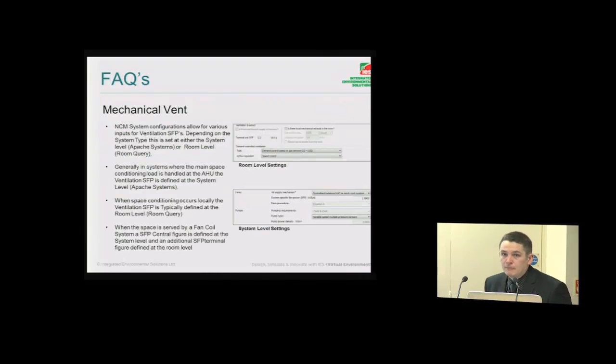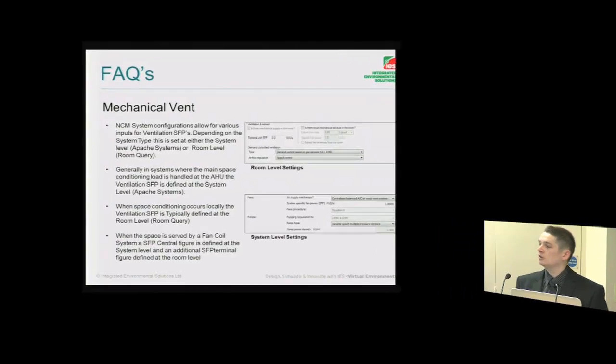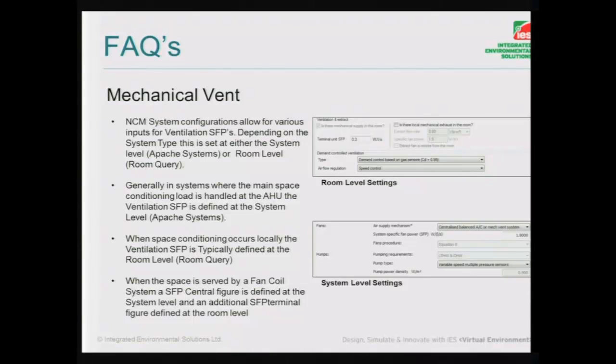Okay, briefly want to talk about the mechanical ventilation setup. An area that causes quite a lot of confusion is basically why there are multiple areas in the software for defining the SFPs. Sometimes it's at the system level, sometimes at the room level, and I think there's a lot of confusion regarding that. Now, generally, whenever the system is providing the main space conditioning, so if it's a VAV, constant air volume, something using equation 9 that we talked about, the specific fan power will be set at the system level.